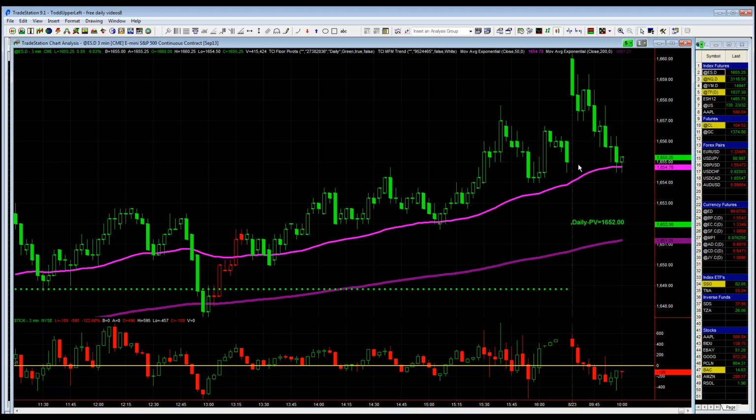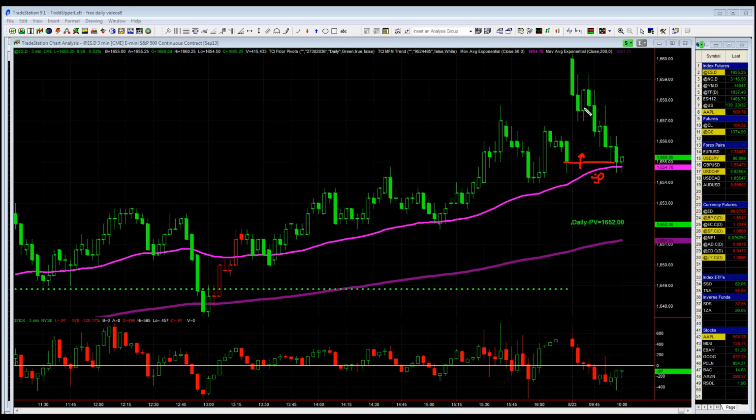Not only was the close 1655, but that was right at the 50 exponential moving average as well. This is where it closed. The 50 exponential is right there. And again, I like to typically go 2 to 3 ticks above the actual close. So that's where we got that 1655 and 3/4. It was three ticks, 75 cents above it. So that was not a bad trade.